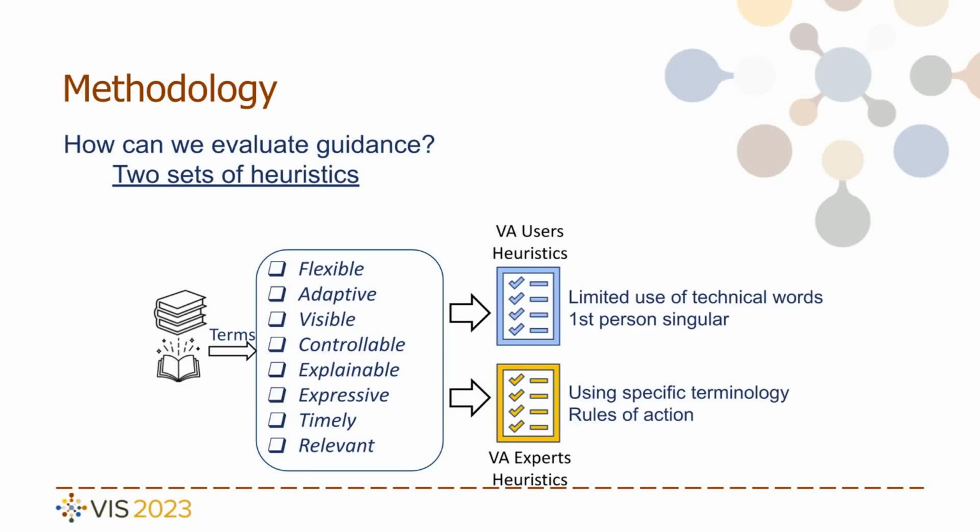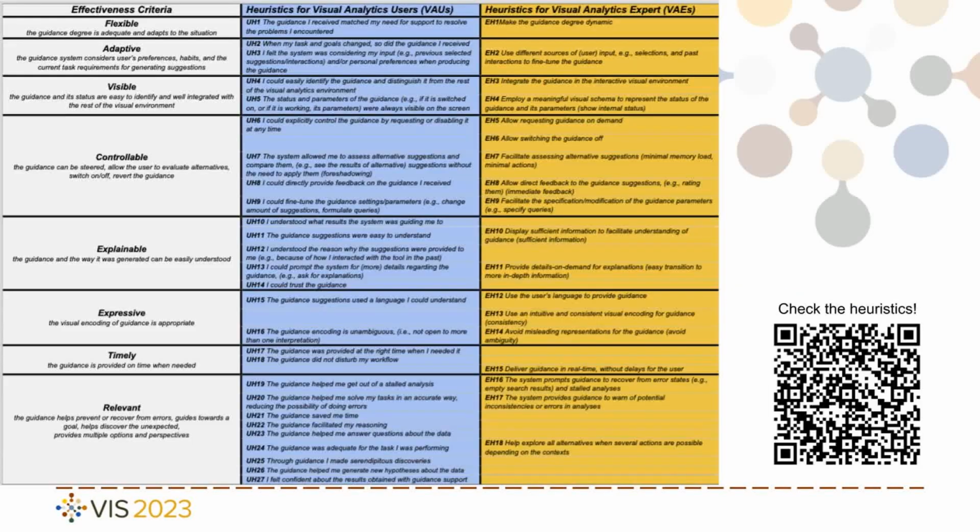We also formulated the heuristics in different ways. For simple users, we limited the use of technical words specific to guidance and we formulated them using the first-person singular. For experts, we introduced specific terminology and formulated the heuristics as rules of action. And this is the result we obtained. 8 effectiveness criteria, 27 heuristics for visual analytics users, 18 heuristics for visual analytics experts. If you want, you can check them using the QR code here on the side.